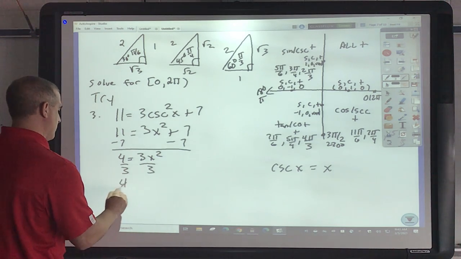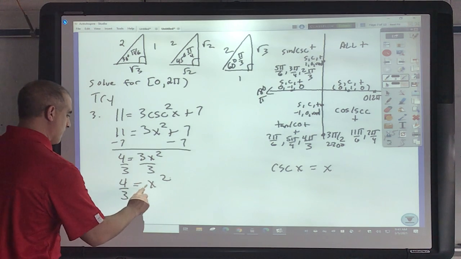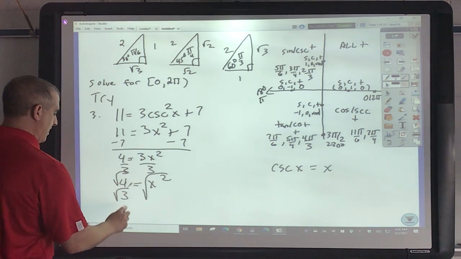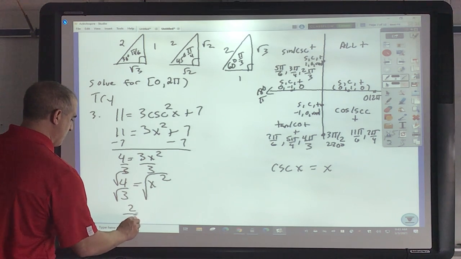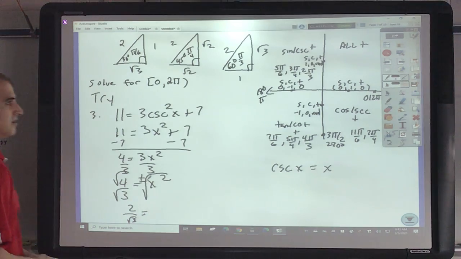Okay, I got 4/3 equals x squared. Take the square root of both sides. Now that's going to be 2 over square root of 3, with a plus and minus there.